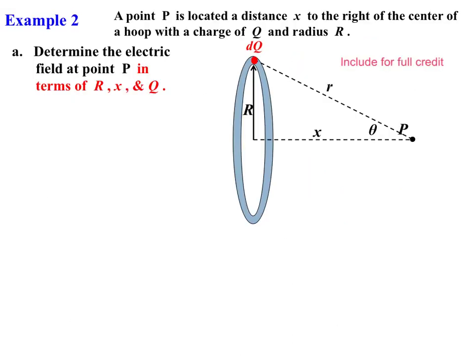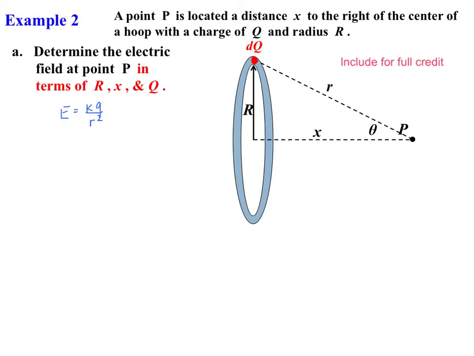So here's where it gets a little trickier. Here we have a point P that is located at a distance x to the right of the center of a hoop with a charge Q and a radius R. We're asked to determine the electric field at point P in terms of R, X, and Q. So what we're going to do is use our electric field equation, which is KQ over R squared, but we need to apply it to a uniform charge distribution.